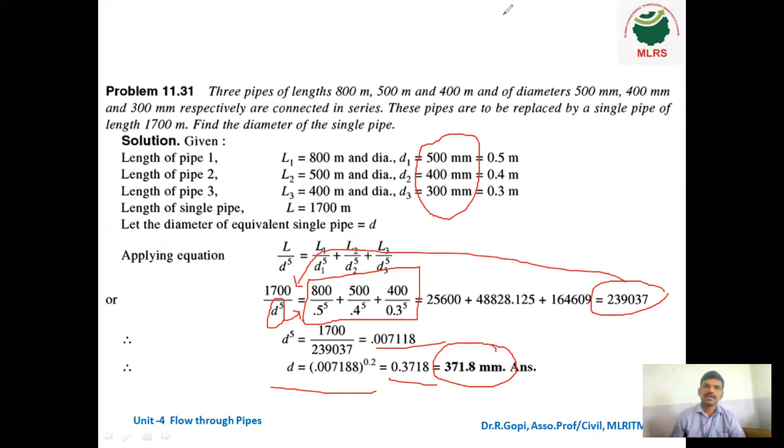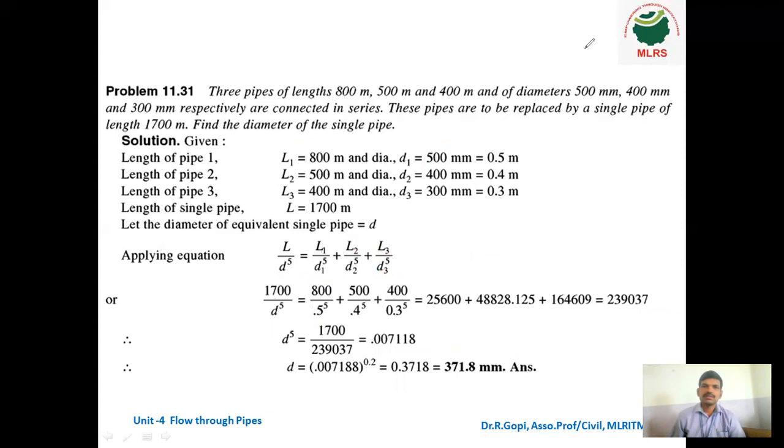So this is a simple problem. This type of problem they may ask in 5 mark questions. They never ask 10 mark. This is a 5 mark question. In the next video we will see the next chapter, that is called parallel pipes.